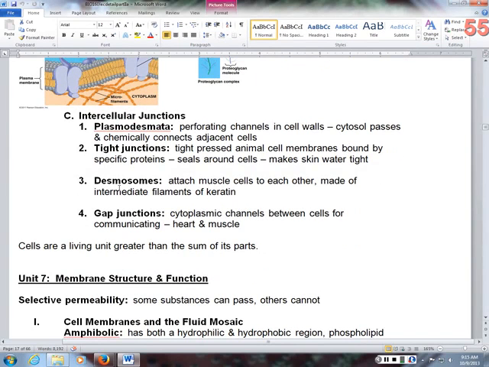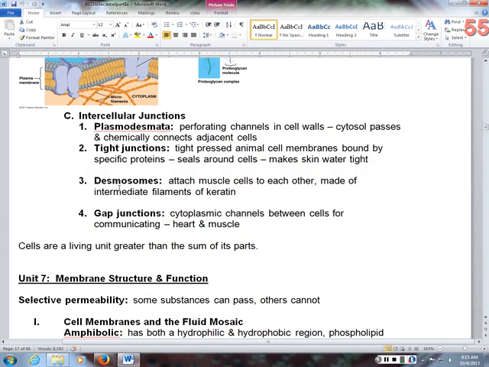The cells need to be able to talk to their neighbors too, and that's what we have the intercellular junctions for. We've got the plasmodesmata that we talked about in the plants that are your perforating channels. Cytosol is able to pass through that and connect to adjacent cells.